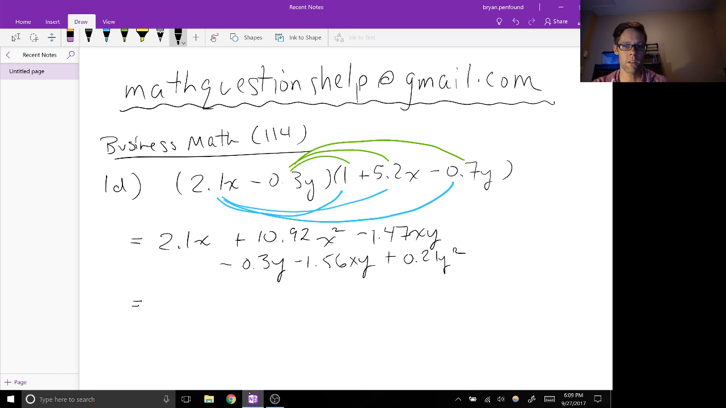So if we expand this way, we just have one last step, and that is to simplify this expression. Maybe I'll put the squared portions first, so 10.92x squared and my 0.21y squared. There are no other terms that I can add or subtract from these ones. I have a couple xy's that I might be able to simplify. I don't think the single x's or the single y's are going to be able to simplify, so we're just going to copy those down.